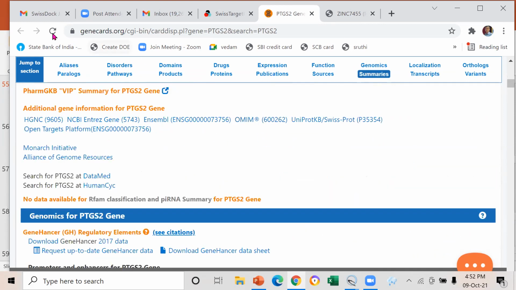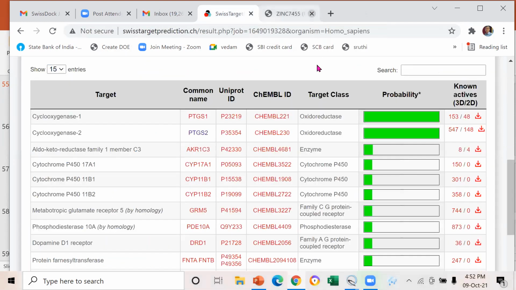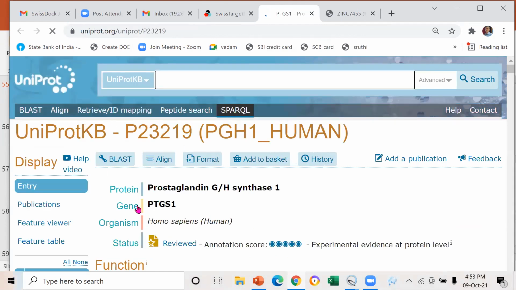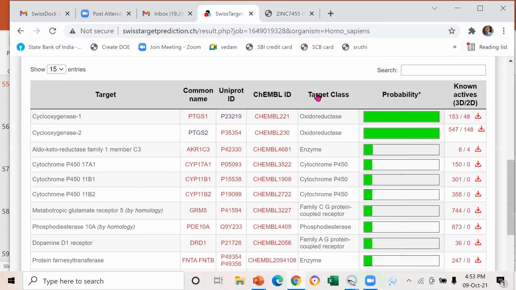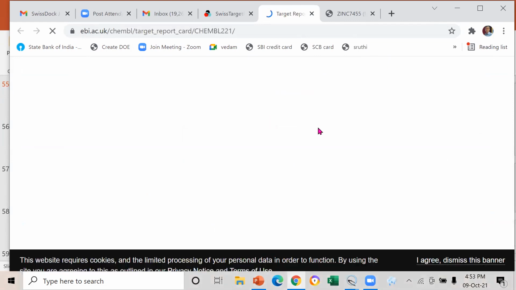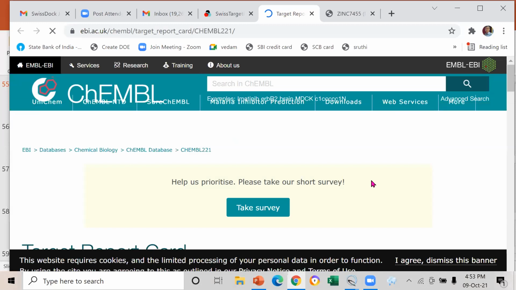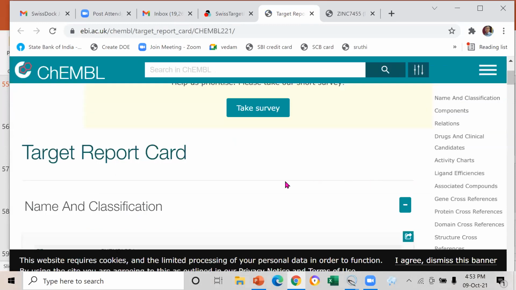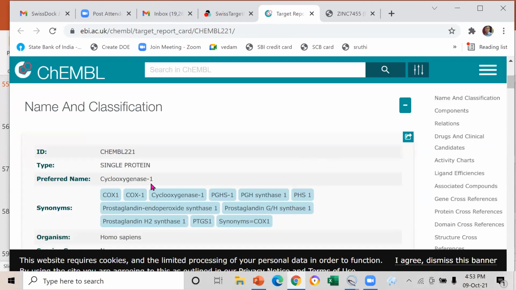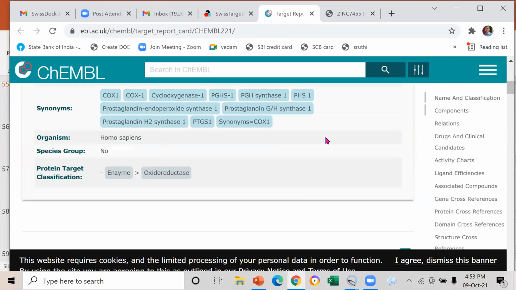Genomic data. Okay, that's on UniProt. It will give you the UniProt number of that particular target. So we can look at UniProt. There is something called the ChEMBL database. It's a very good, very important database which gives you a lot of properties of that particular cyclooxygenase 1. What are the synonyms? Organism, it's from Homo sapiens.